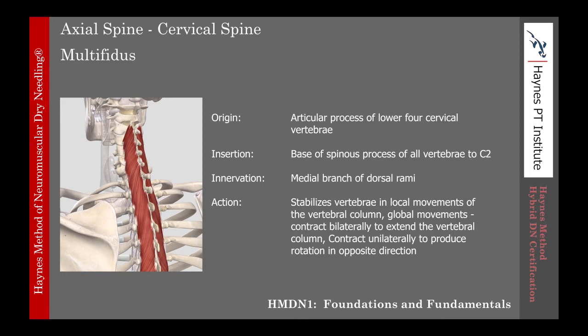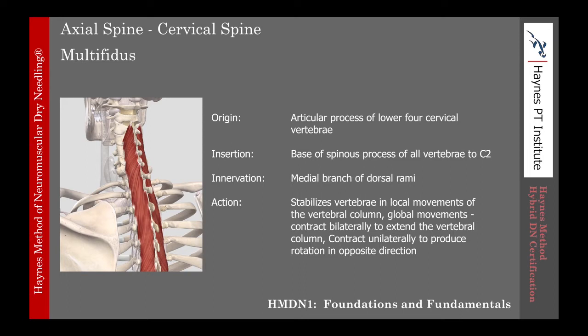Its action, it's the prime stabilizer in local movements of the entire vertebral column. Global movements, they contract bilaterally to extend the vertebral column, and they contract unilaterally to produce rotation in the opposite direction, but primarily they are a stabilizer.